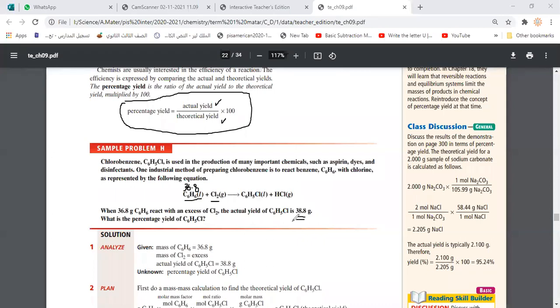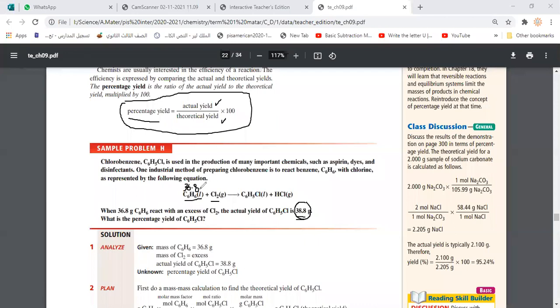So what should we do in this case, guys? What do you think is the first thing we should do? Yes, Hassan? We will make 36.8 over 38.8. No, of course not. Be careful. What is this? The actual yield. So to get the percentage yield, we need the actual yield divided by the theoretical yield. So we must know what the theoretical yield is.